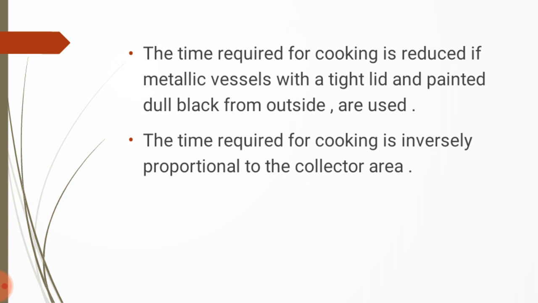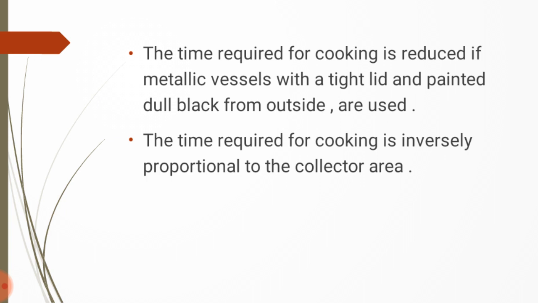The time required for cooking is reduced if metallic vessels with a tight lid, painted dull black on the outside, are used. When we use an airtight box with the black coating, and the box is made up of metallic vessels, that means metal has good conductivity so that the maximum amount of heat gets absorbed, and we are able to obtain the maximum temperature, so the time required for cooking is reduced.